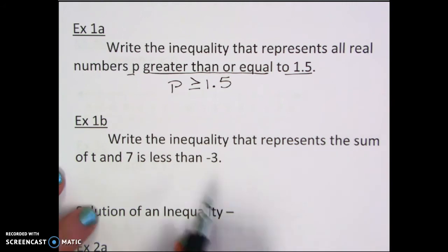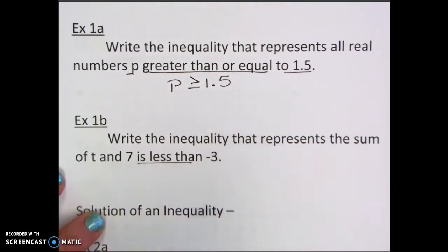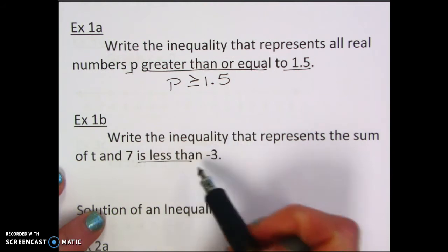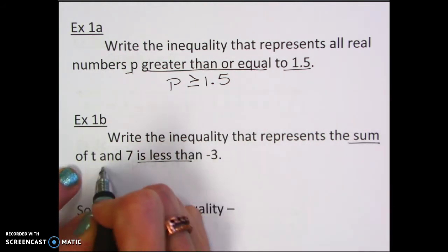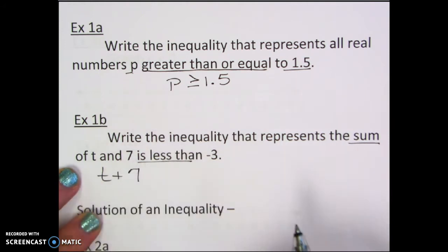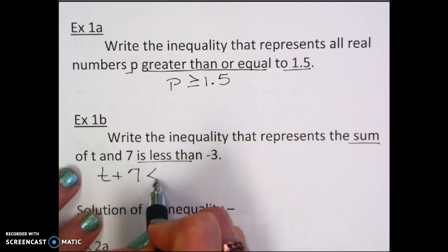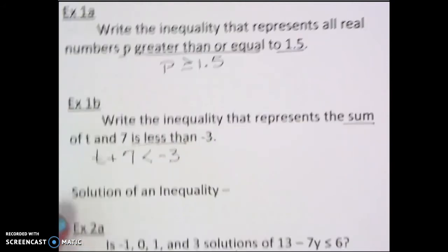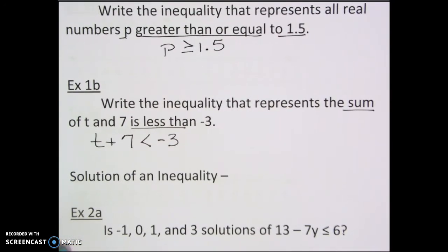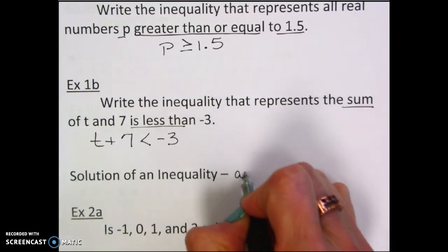All right, so the next one, write the inequality that represents the sum of t and 7 is less than -3. So now when we see this is less than, we were sometimes used to thinking of that as subtraction. Right now, since we're talking about inequalities, we're looking at that as our less than symbol. So sum of t and 7 means we're adding t and 7, and this is less than -3. That's it.